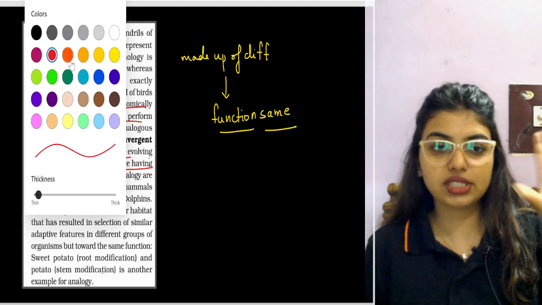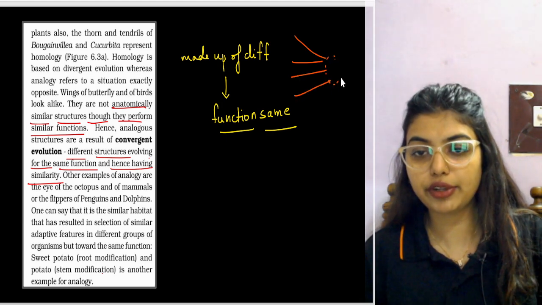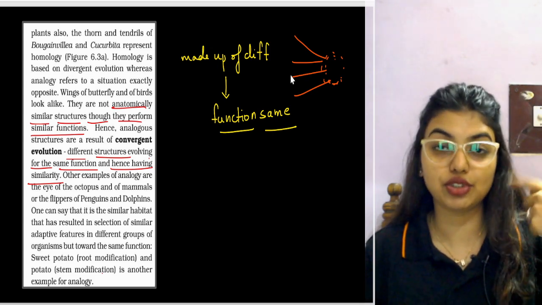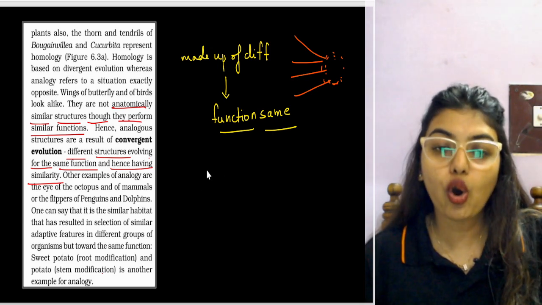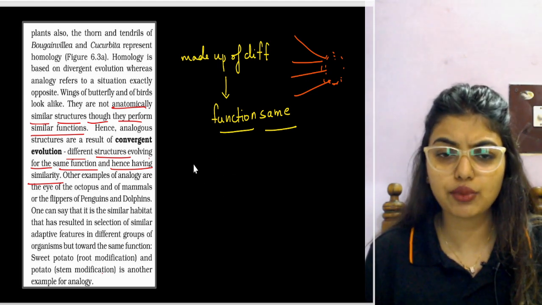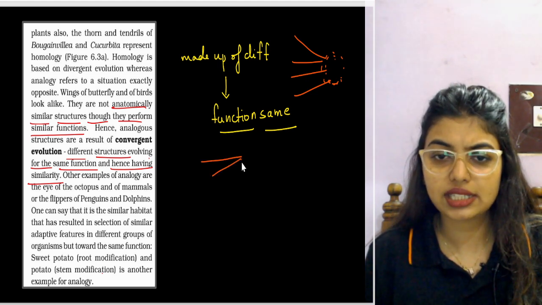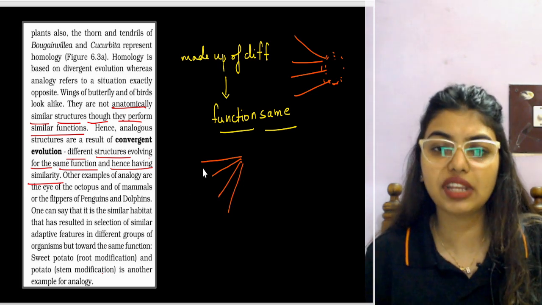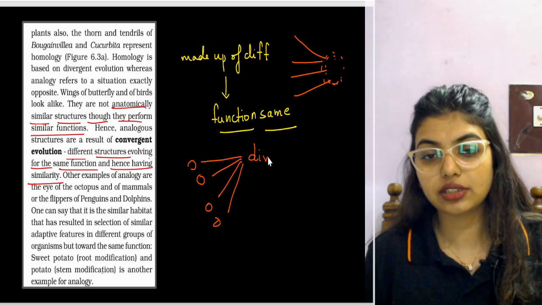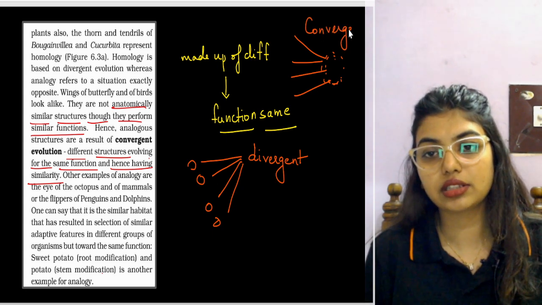What does convergent mean? They are at a far distance because they are made up of different things, but they all come to a common point of doing the same function. So this is called convergent evolution. That one was divergent evolution. Homologous was divergent because all of them had the same forelimbs. Cheetah, humans, bats, dolphins and whales had the same forelimbs, but they are going to do different functions. So this is going to be divergent, and this is going to be convergent.